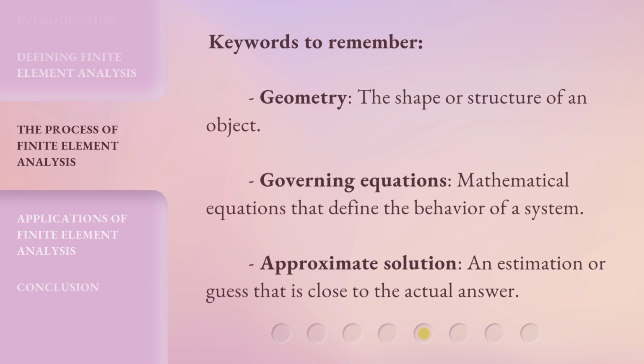Keywords to remember: geometry, the shape or structure of an object. Governing equations, mathematical equations that define the behavior of a system. Approximate solution, an estimation or guess that is close to the actual answer.